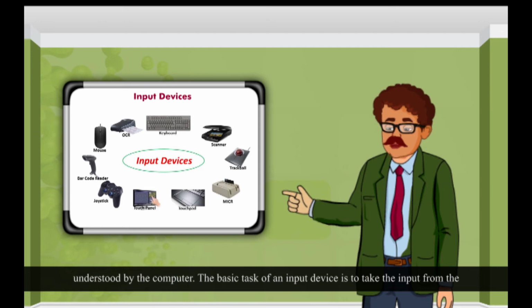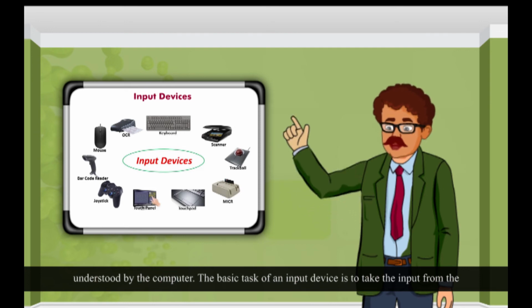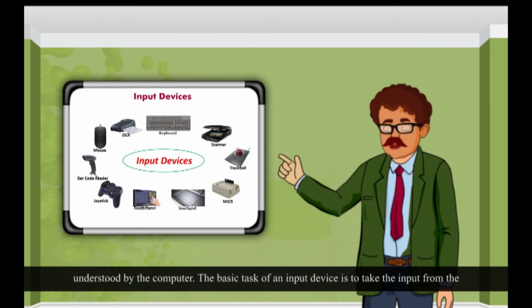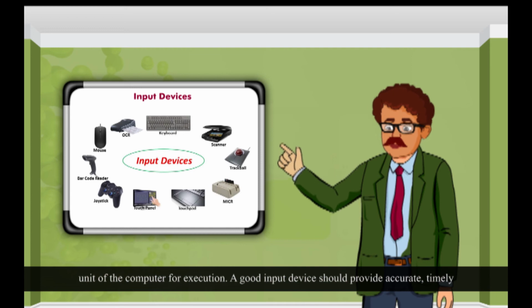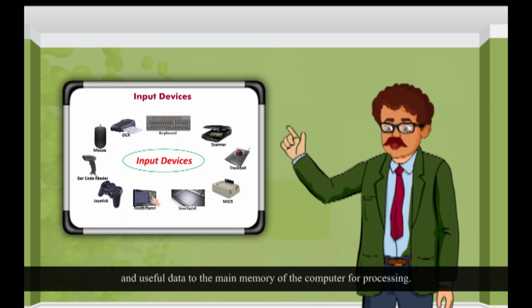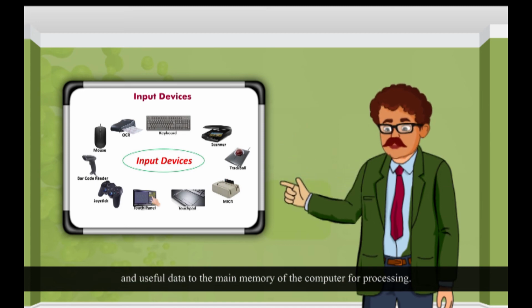understood by the computer. The basic task of an input device is to take the input from the user and translate it into machine-readable form and then present it to the processing unit of the computer for execution. A good input device should provide accurate, timely, and useful data to the main memory of the computer for processing.